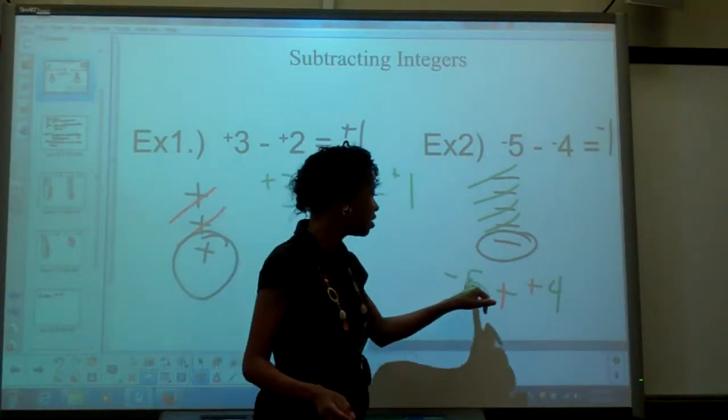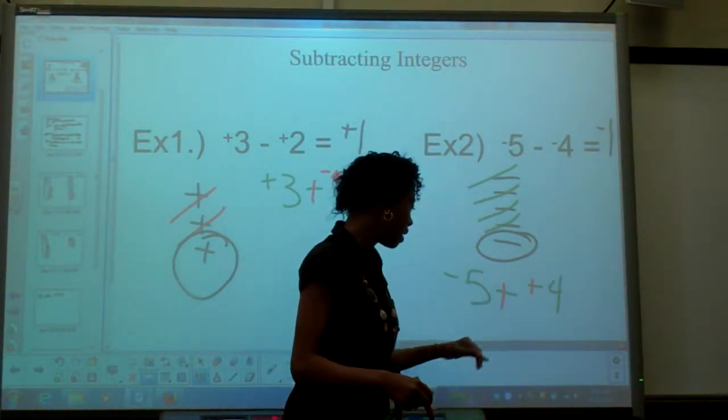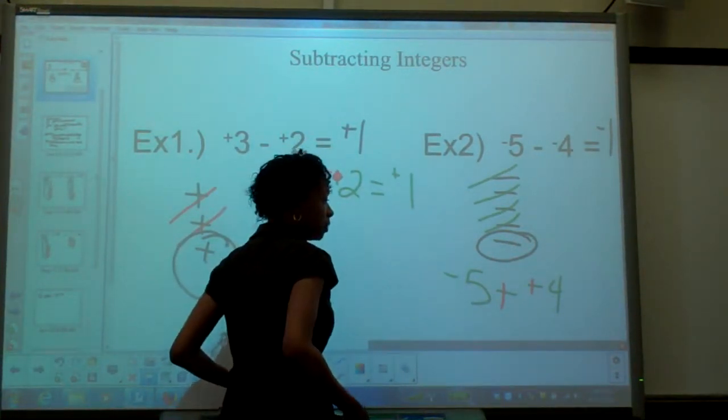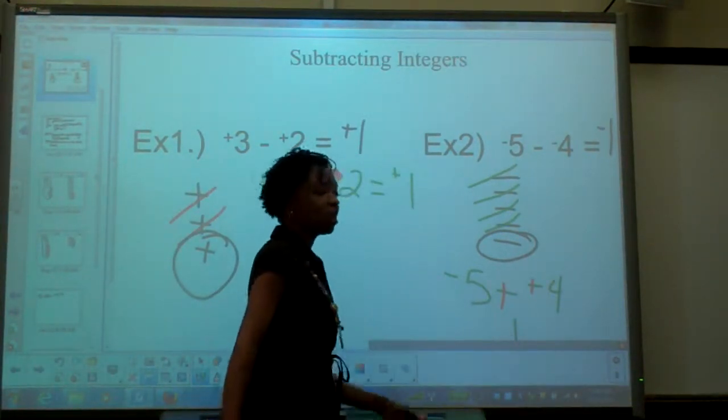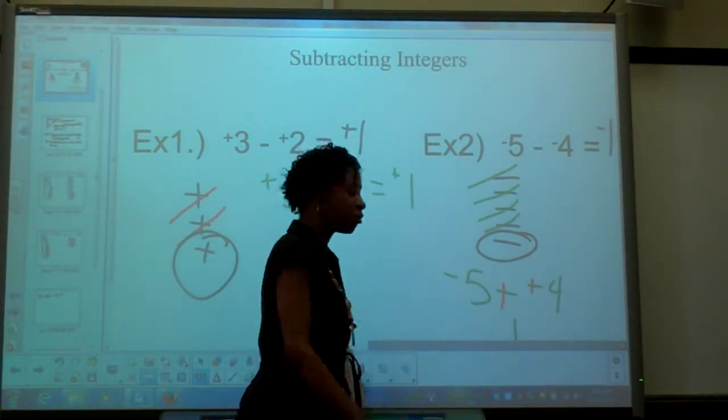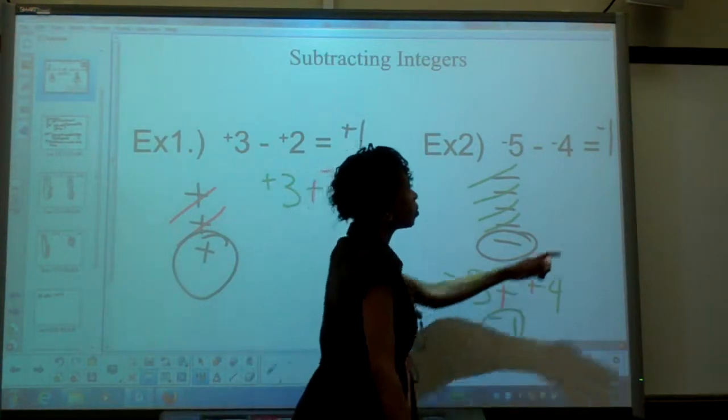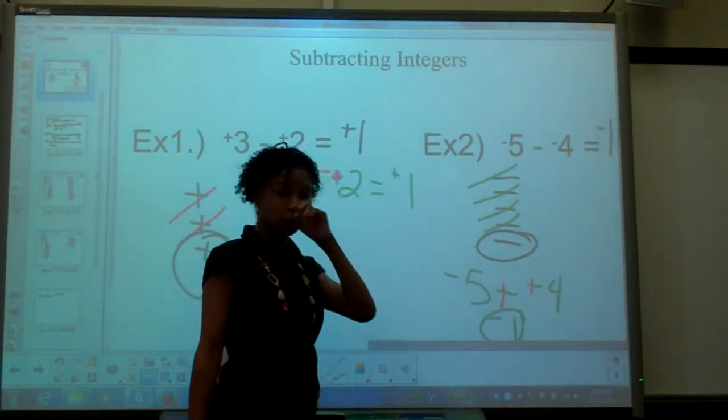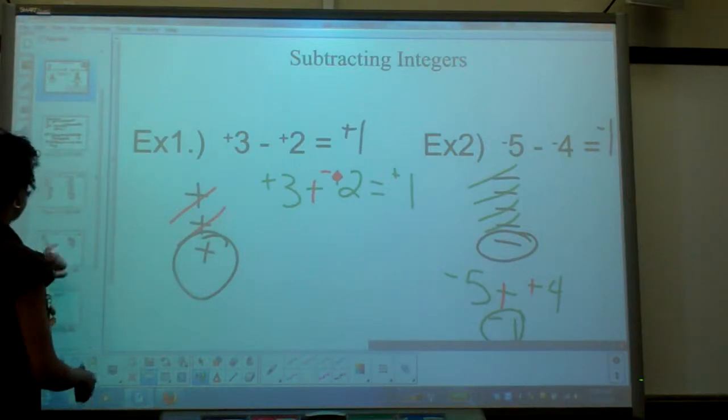What do we do when we have different charges? We subtract. 5 minus 4 is going to simply be 1. Is that 1 negative or positive? Well, 5 is larger than the 4, so it's a negative 1. And that's what we got when we did it using the charges. Okay, here we are again.